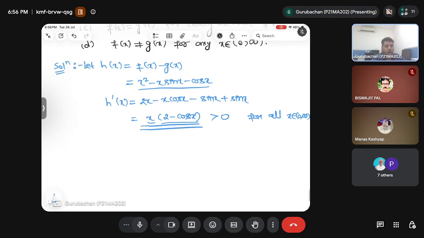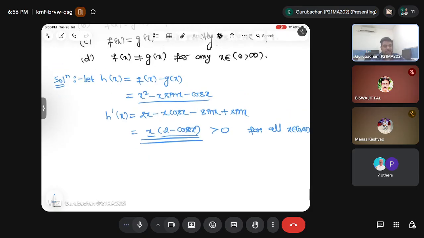Okay. Now how we will use this one? I am going to give you some new application of Lagrange mean value theorem that is quite commonly used. So what is h of 0? It will be minus 1, some less than 0 quantity.